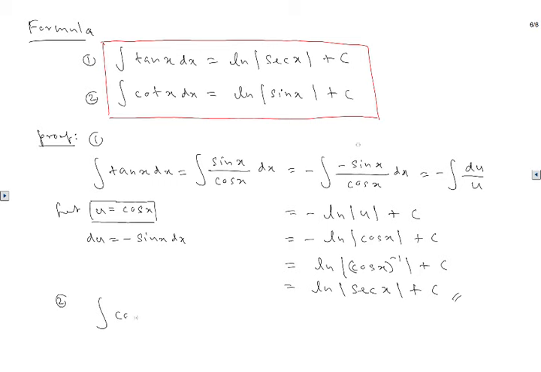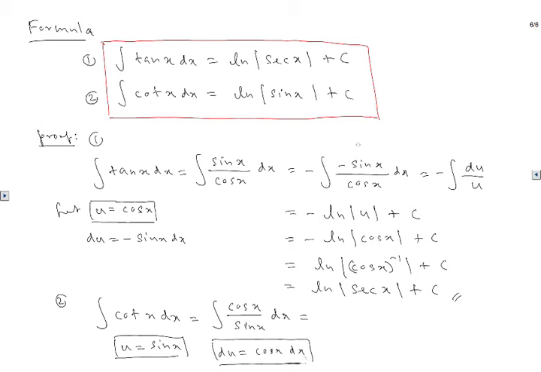So what's going to happen? It is the integral of cotangent x dx. Cotangent means cosine x over sine x. And in this case, you can take u equals sine x. So the derivative becomes du equals cosine x dx. That's the derivative. So that means your problem you can write as du over u.